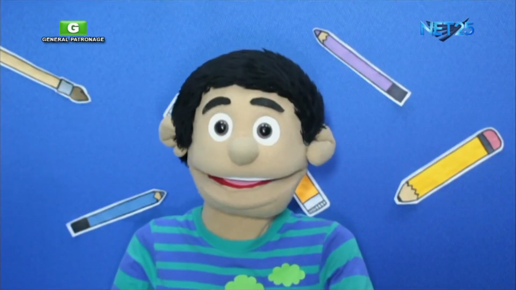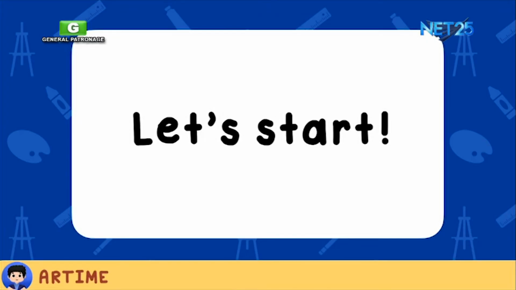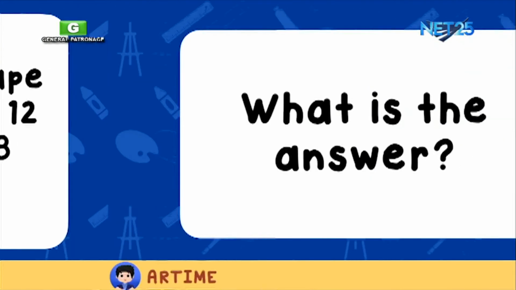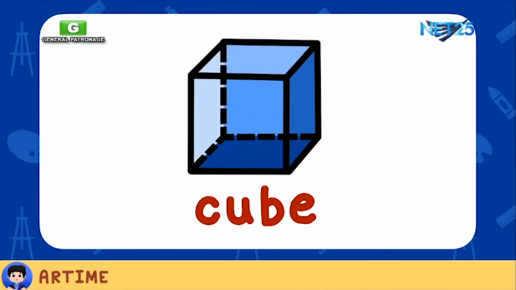Before we end, let's have a quiz. Alright, let's start. What 3D shape has 6 faces, 12 edges, and 8 vertices? What is the answer? Correct, friends! A cube!